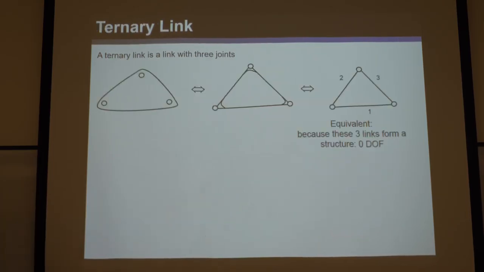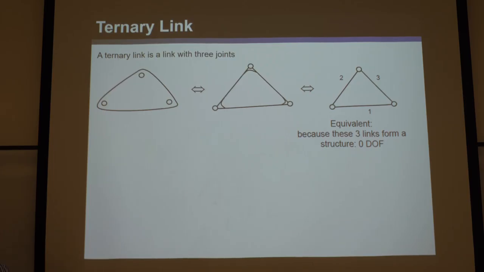Okay, another kind of link is a ternary link. Okay, and a ternary link, not surprising, is a link with 3 joints on it. Okay, so here, this is the clearest one in the top left. You see a link, and there's 3 circles on it for 3 revolute joints. That's got 3, so it's a ternary link.